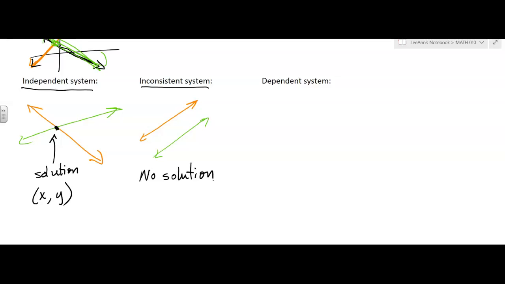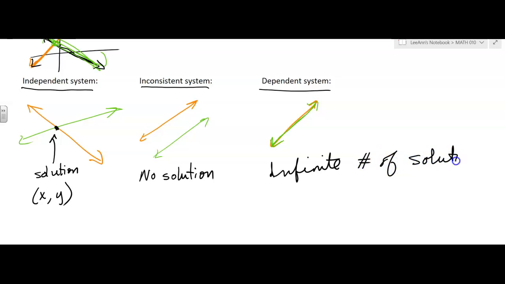Then there's a third case. You could have a line, and then it turns out that you have another line, but it actually is the same line. So they're actually the same line in two different forms. That's called a dependent system. And there's an infinite number of solutions. And the solution is the line. The solutions are the points on the line.